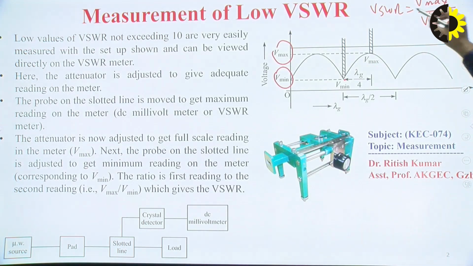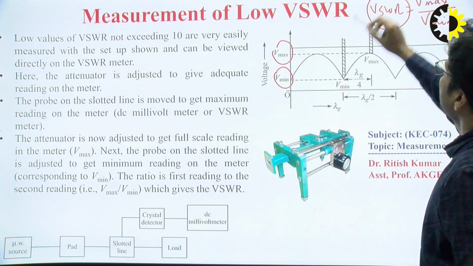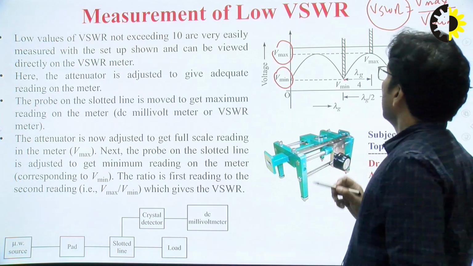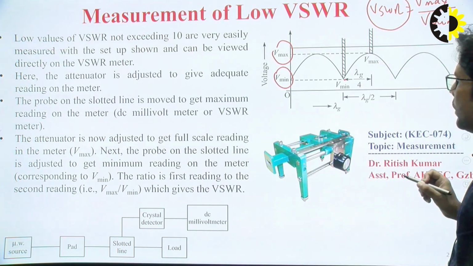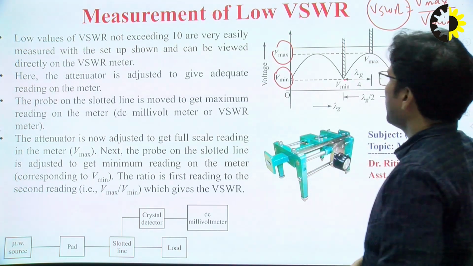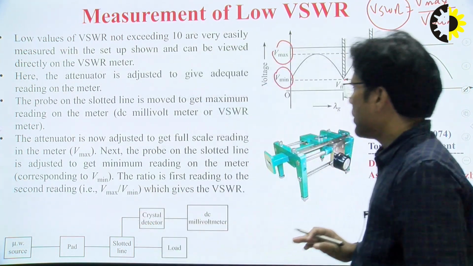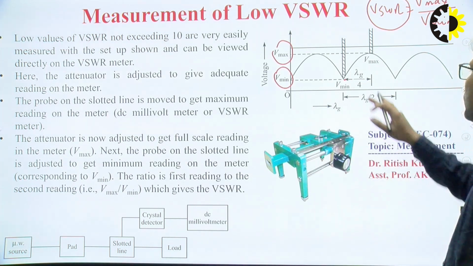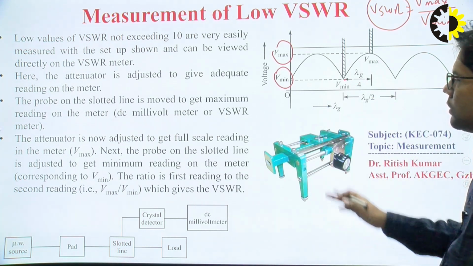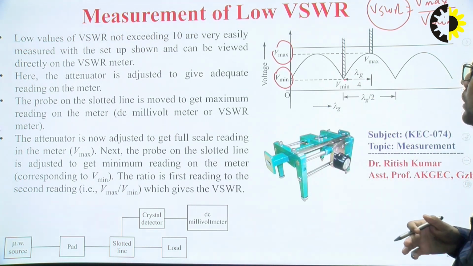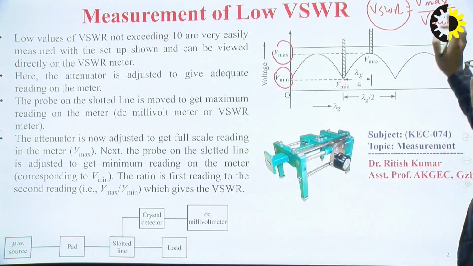So you will get the value of VSWR. This is the procedure of getting the low VSWR by doing this experiment, by using this microwave test bench setup, right? So I think this measurement of low VSWR is clear to all of you.